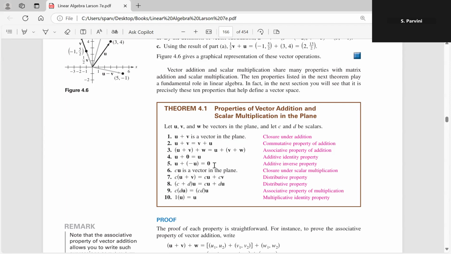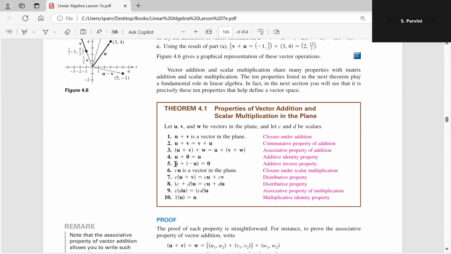And that's pretty cool. Now, the associative property allows us to change the order of addition, right? Just like it does with numbers. Number 4 is the familiar additive identity. Any vector plus the 0 vector gives you the vector itself. Okay, so 0 here is the additive identity element.